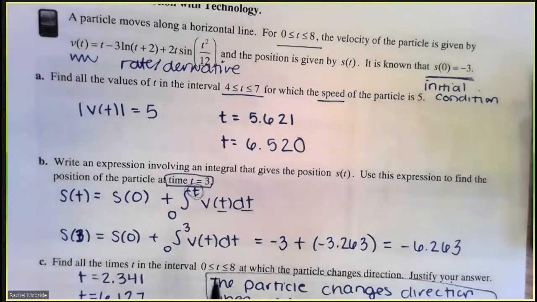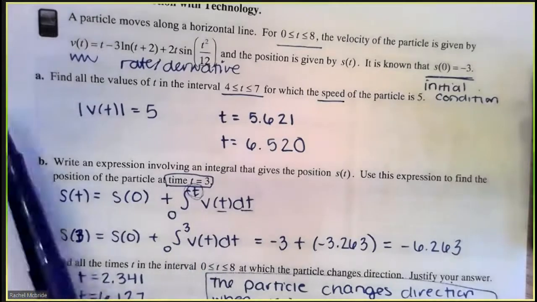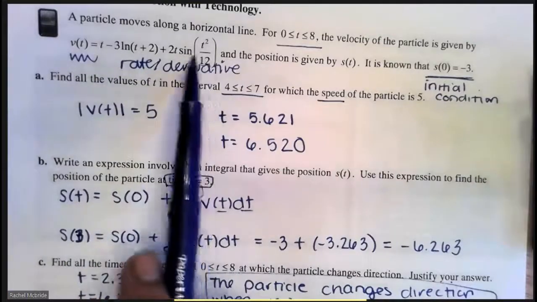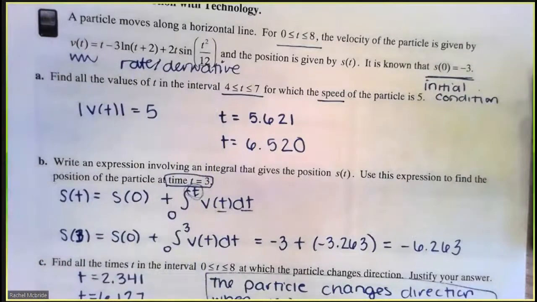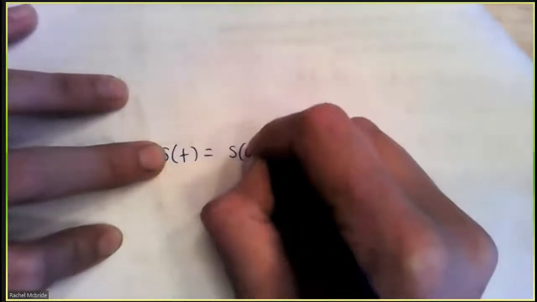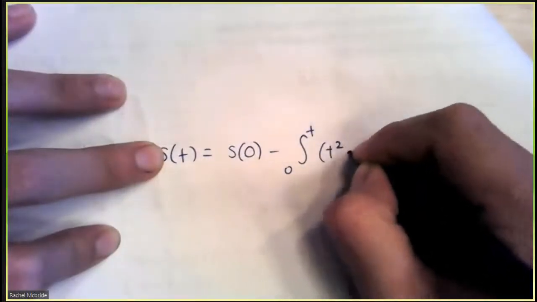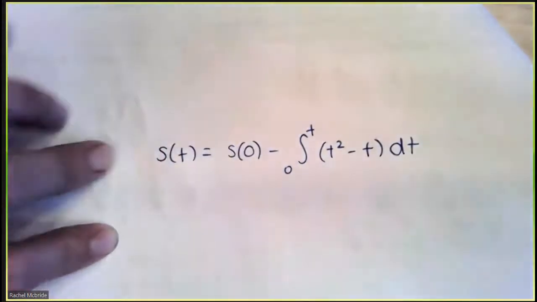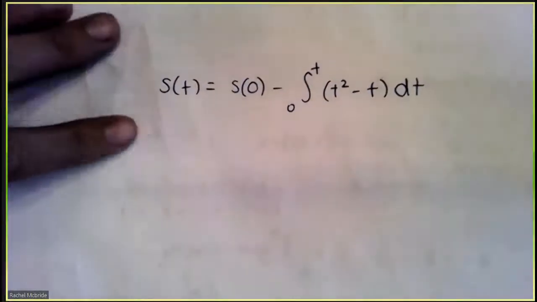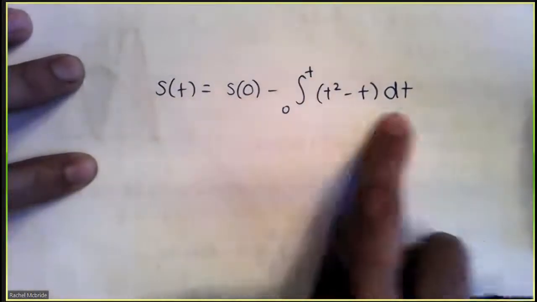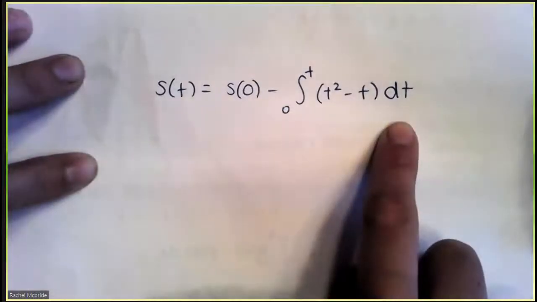Right. But when you integrate this, which I would never want to integrate that velocity by hand, technically the variable in here is t. So let me give you a different example. If you had s of t equals s of 0 minus the integral of 0 to t, and let's just put in an easy function, like t squared minus t dt. So that's your general. So final, initial, and then we can find whatever final position we want.